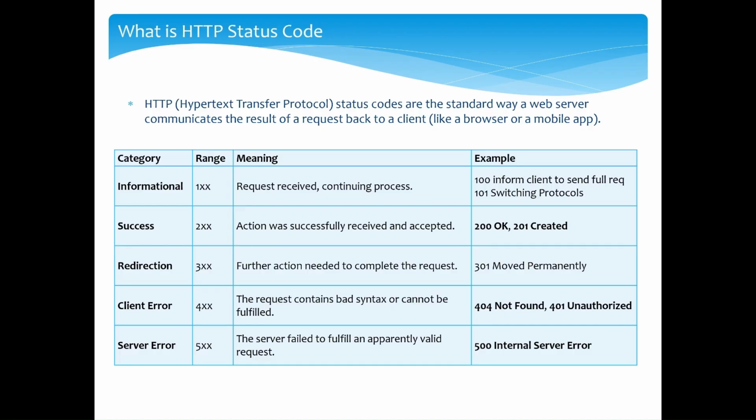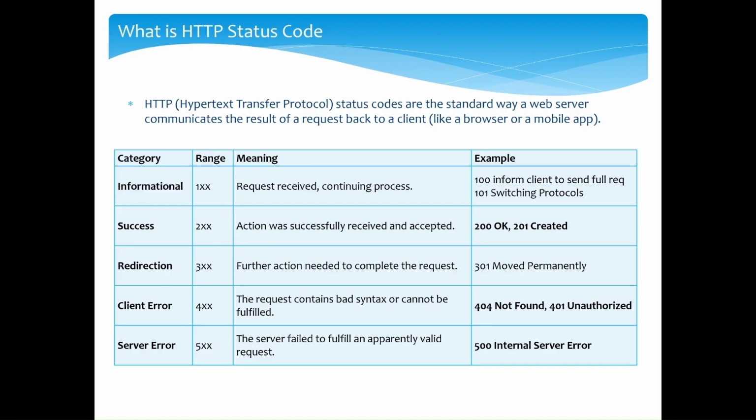What is an HTTP status code? HTTP, the Hypertext Transfer Protocol, status codes are the standard way a web server communicates the result of a request back to a client, like a browser or a mobile app. There are different ranges of status codes you can return. The 1xx series is informational, where the request is received and the process is continuing. When it comes to success, it's the 200 series. It could be 200 OK or 201 Created.